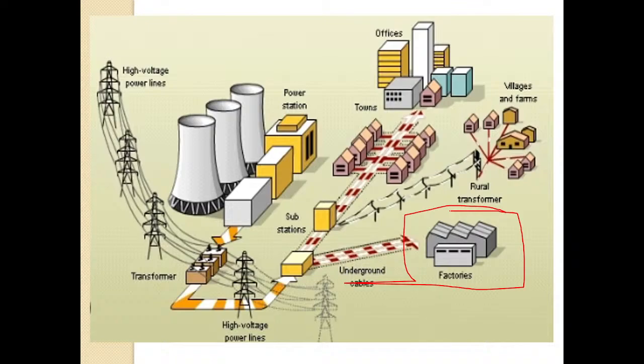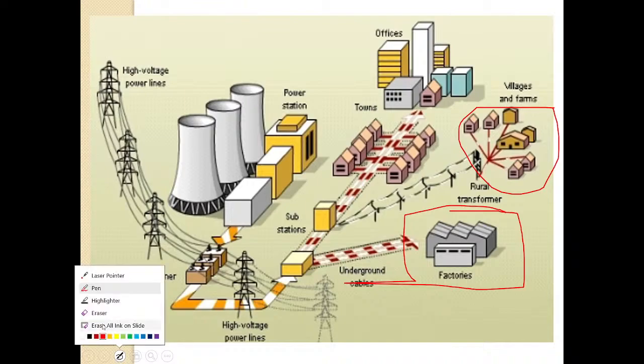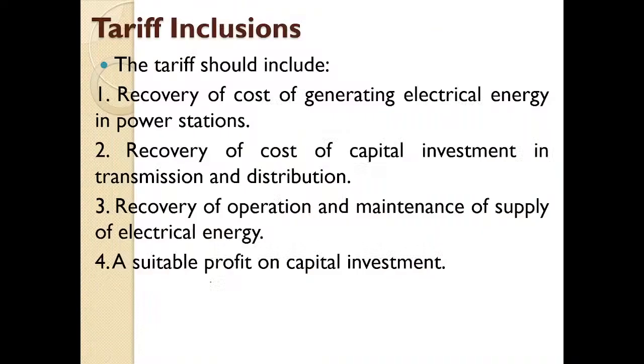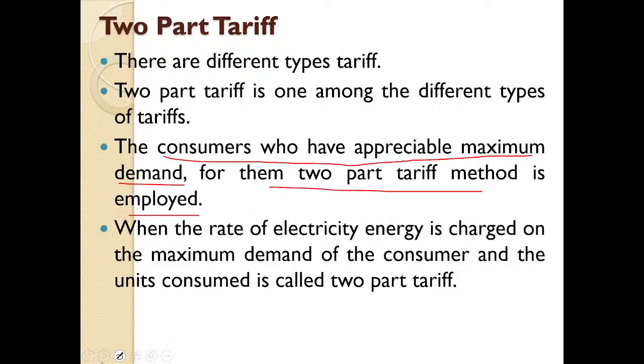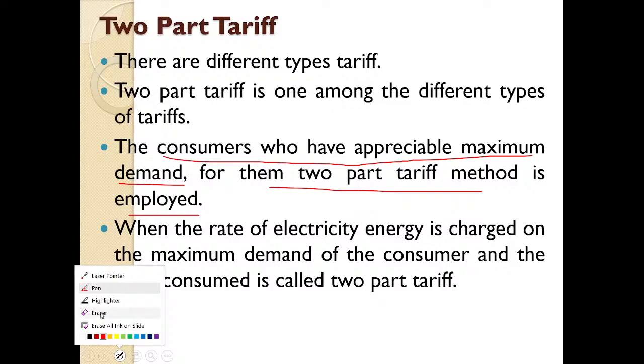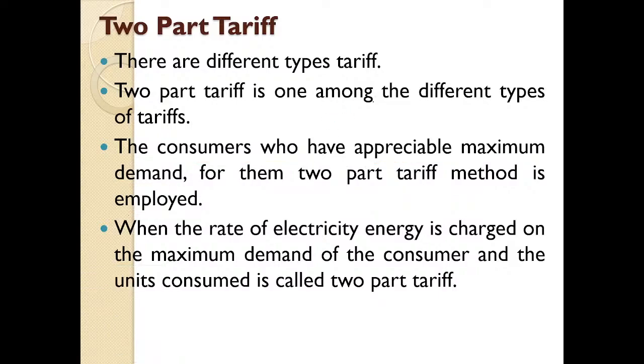So their per unit cost will also vary from domestic purposes. We pay very little compared to the factories, so their demand is very, very large. So for such people, two-part tariff is employed. Two-part tariff is employed for those loads or customers who have maximum demand of electrical energy.